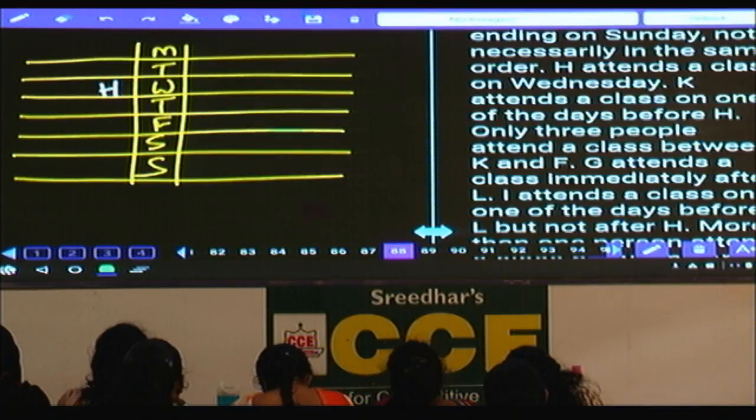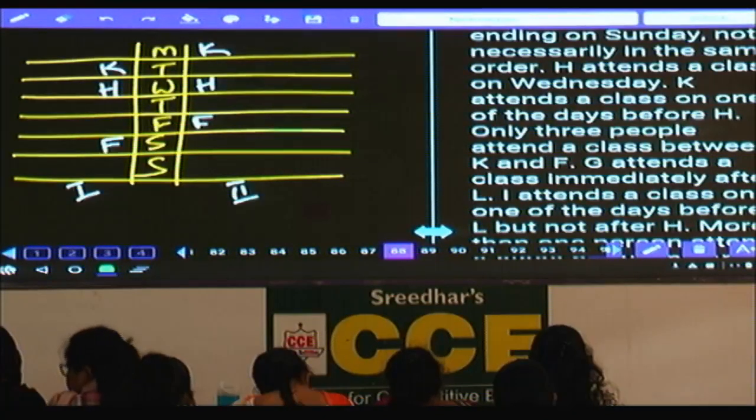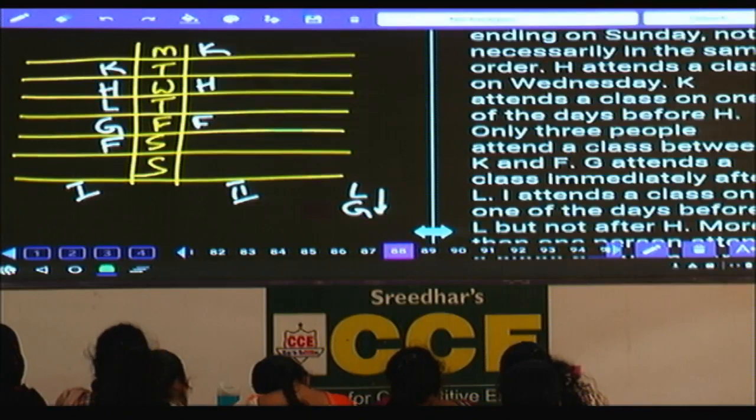On one of the days before H, K can be on Tuesday, or K can be on Monday or Friday. And G attends a class immediately after L. G is immediately after L, G and L must be here. L is here, G will be here. And G immediately after L, G is here and L will be here.